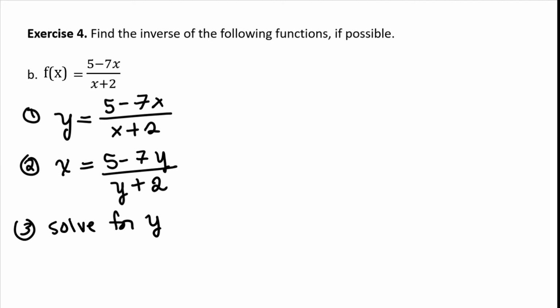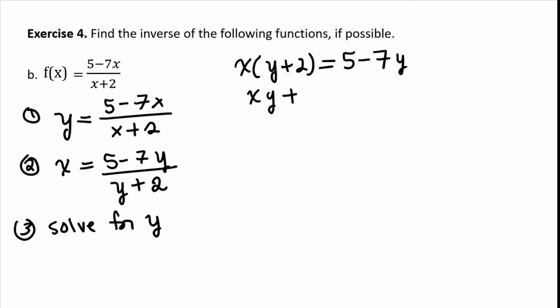So let's see. I will multiply the denominator of y plus 2 through both sides. So my equation becomes x times the quantity y plus 2 equals 5 minus 7y. Remembering that we're trying to isolate the y, let's distribute the x on the left-hand side first. So x times y, xy, plus x times 2, which is 2x, equals 5 minus 7y.